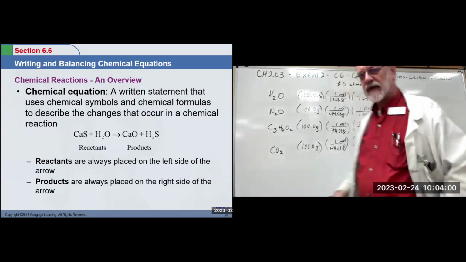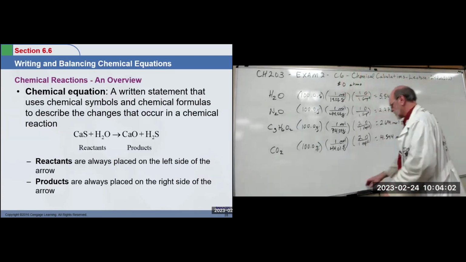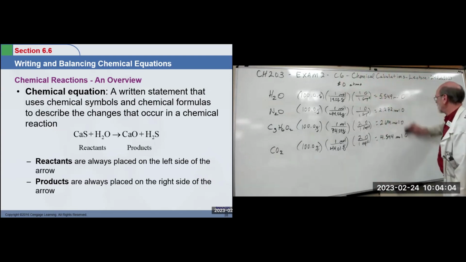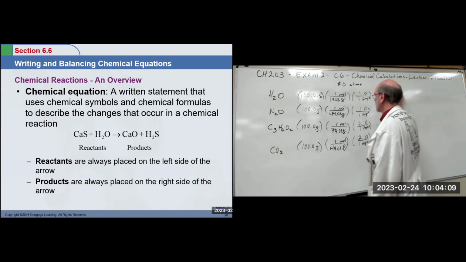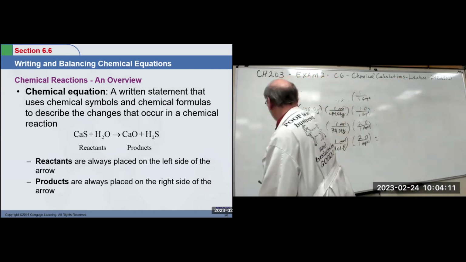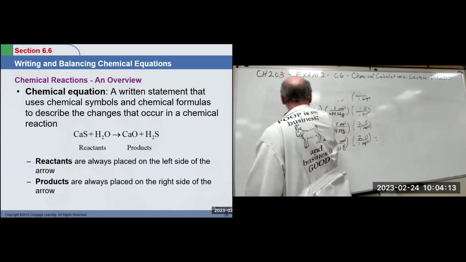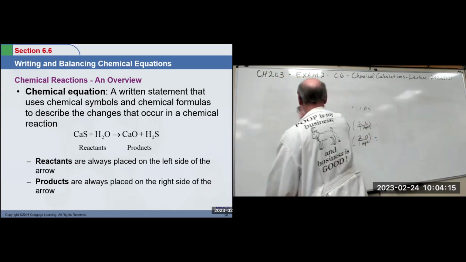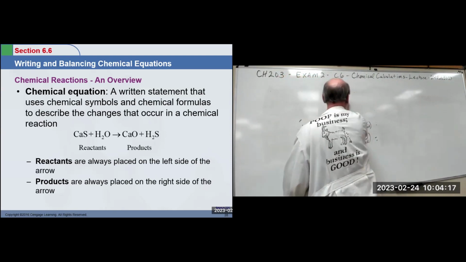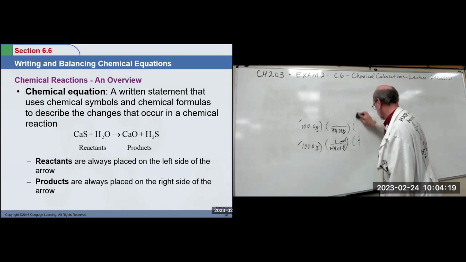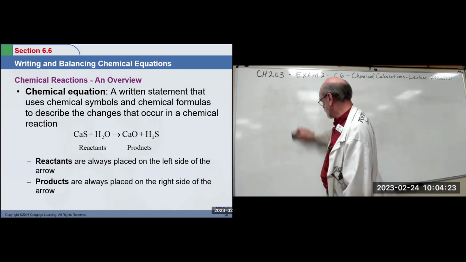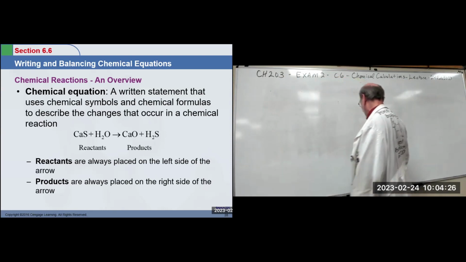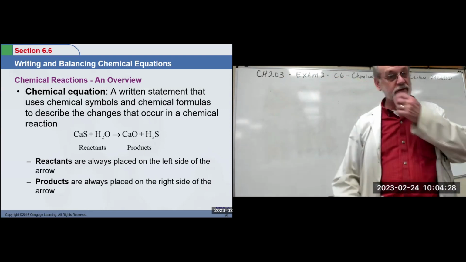All right. So now that we know how to do this, we're going to talk about chemical reactions. Writing the chemical reaction, balancing the equation, and doing something with it. Actually solving a chemical reaction problem once we get the balanced equation.